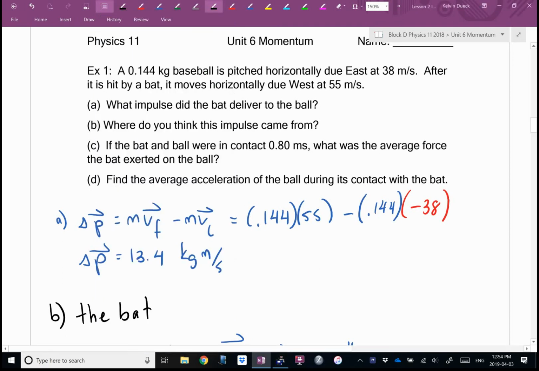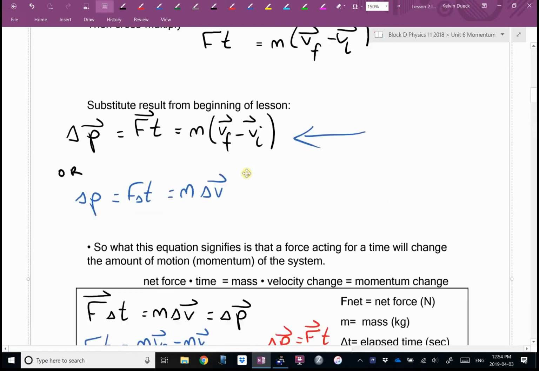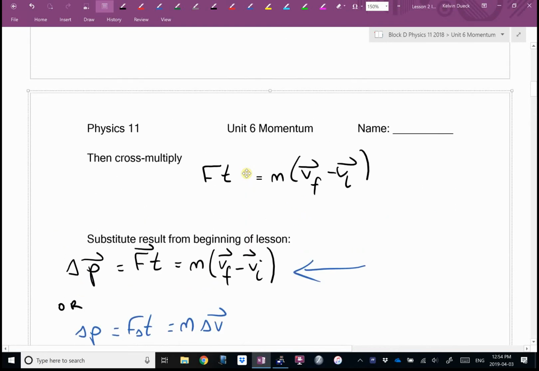Now, some of you may say, Mr. Dueck, why wouldn't I have just gone VF minus VI over t? I'm so good at that. The nice thing about the impulse equation is that in one big Uber equation, it contains F equals ma, it contains VF minus VI over t. It contains so many that often, as a shortcut, we can get there in fewer lines than if we did it all systematically by hand.